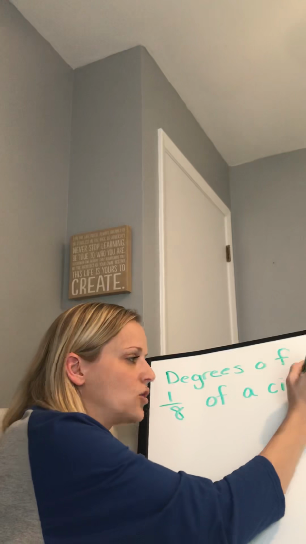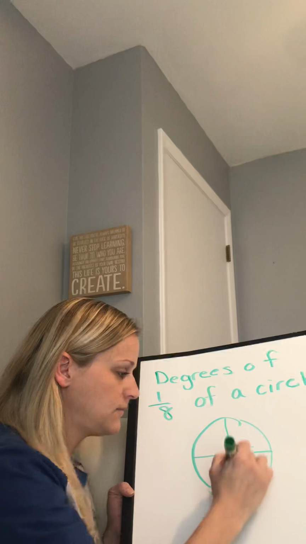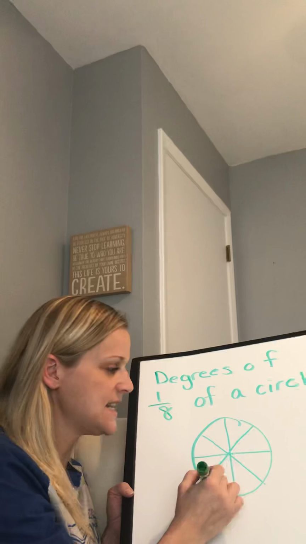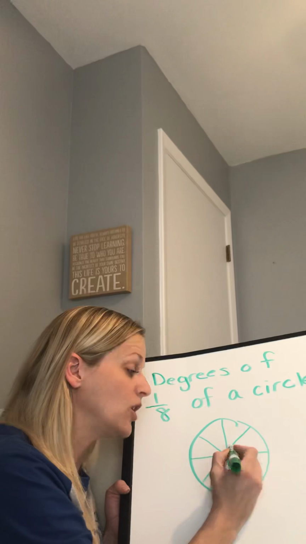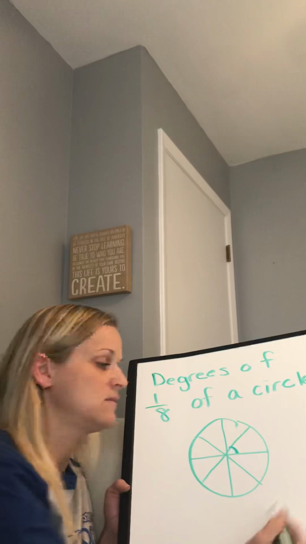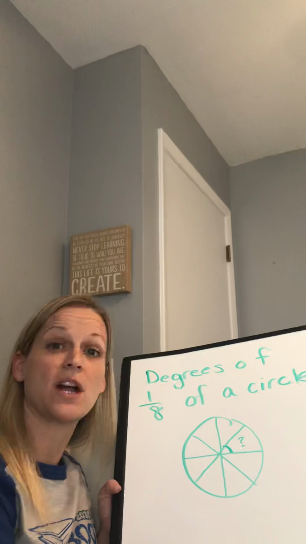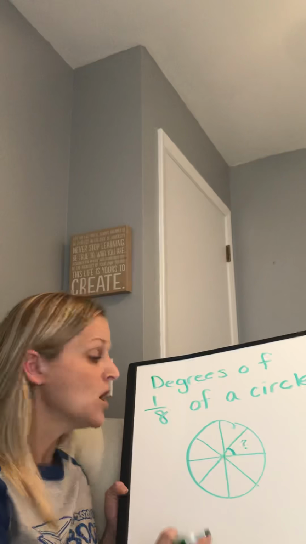So now think of a circle, and I'm going to cut it into 8 equal pieces. So I have 8 equal pieces. I want to know the measure of one of those pieces, the degrees. I don't need to use a protractor for this, okay? So step 1 is I'm going to divide the denominator, which is 8, by, what's the total degrees of a circle?